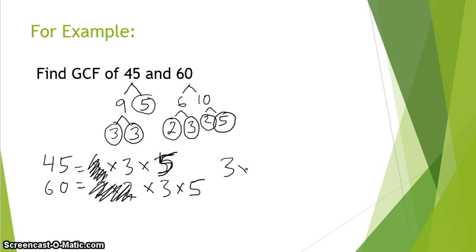So I'm going to do 3 times 5 and get 15. That's my greatest common factor of 45 and 60. I can divide 45 by 15 and get 3. And I can divide 60 by 15 and get 4. 15 is the biggest number I can divide both of them by.